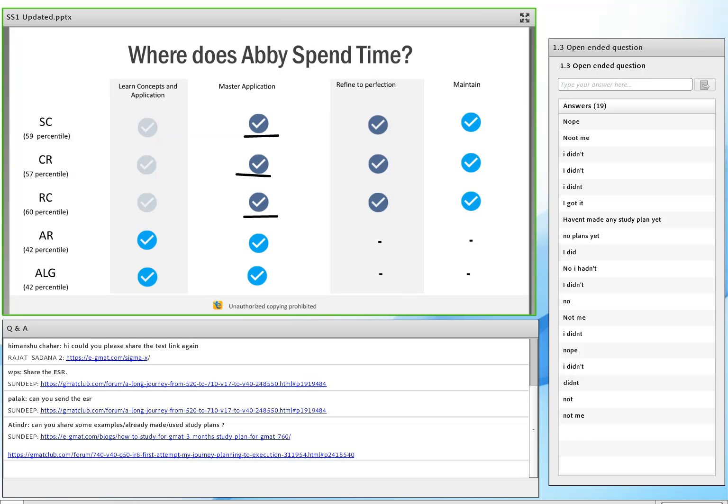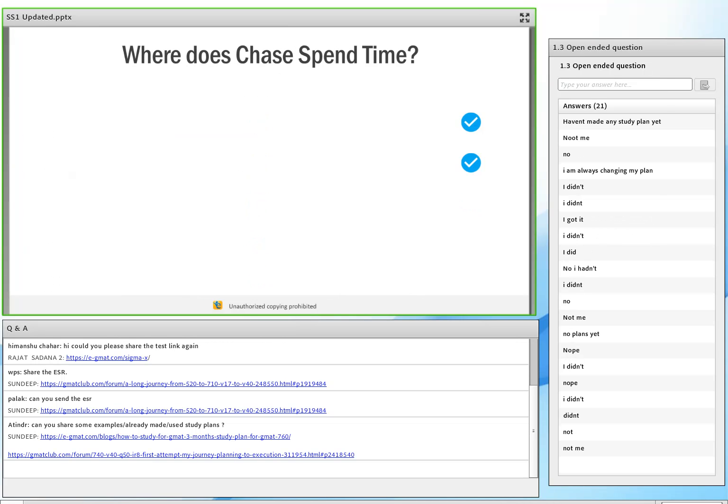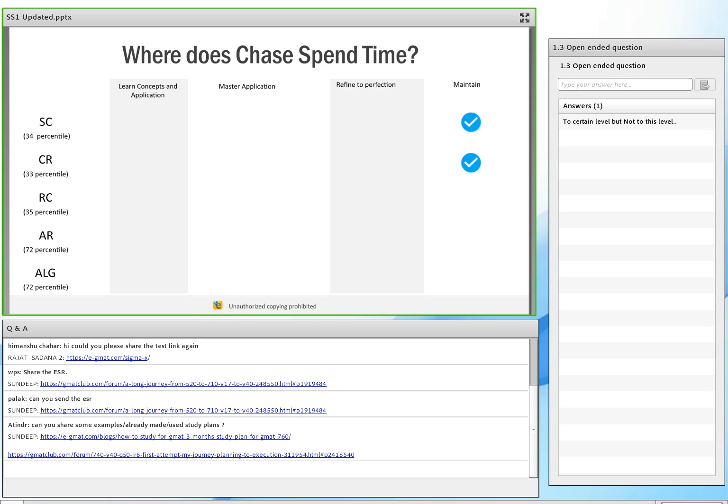Okay, now Chase is going to be very different. Let's talk about Chase. Where would Chase spend his time? On the verbal side, remember, he's starting at a very low verbal score. So he's going to spend time on learning concepts and mastering application. And now you can really appreciate why Chase needs 9 weeks, or 3 weeks per subsection, in verbal. Because he has to go from that 34th percentile to that 90th percentile.